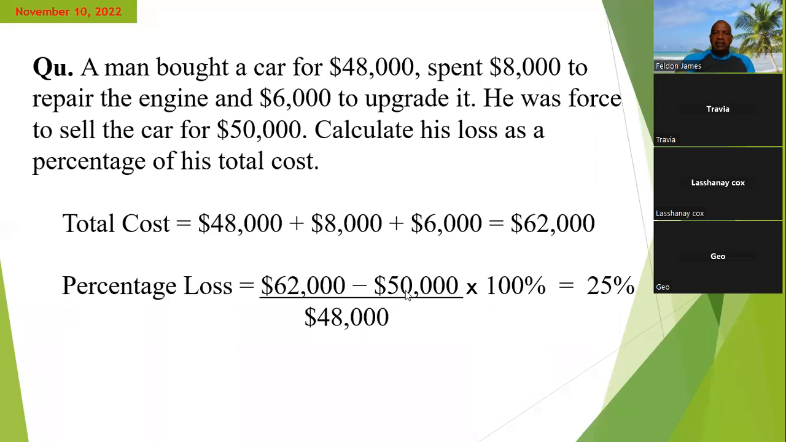All right, good question, Miss. Who was that, Miss Trevor? No, sir. Sir, it was Lashmi. Miss Cox. All right, good question, Miss Cox.